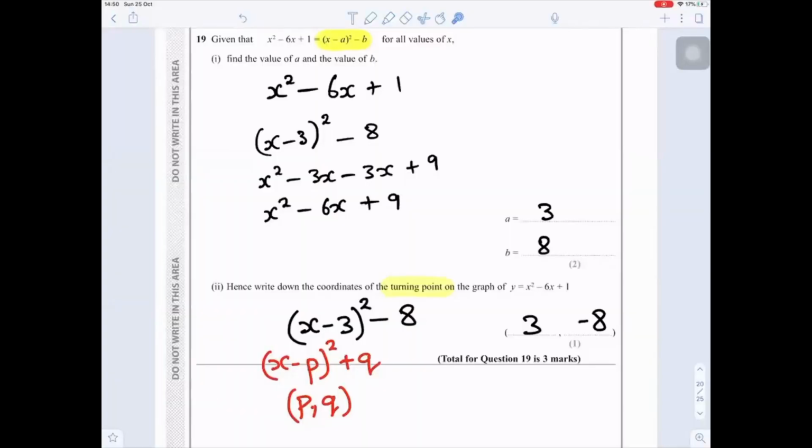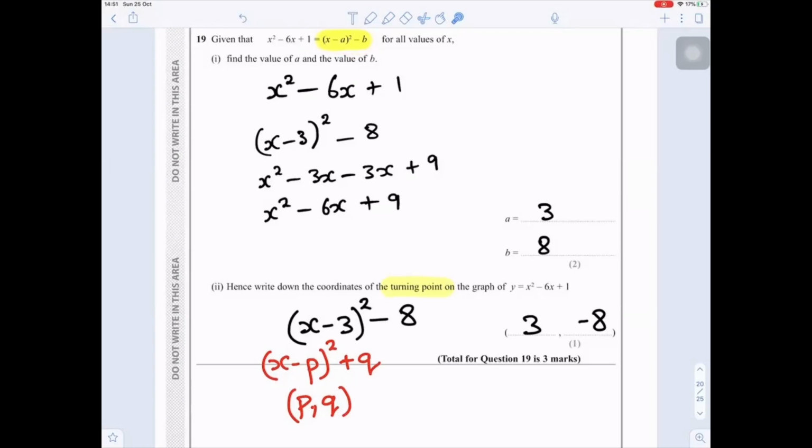Question number 19. Given that x squared minus 6x plus 1 is equal to (x minus a) all squared minus b for all values of x, find the value of a and the value of b. This is the completing the square method you use here.